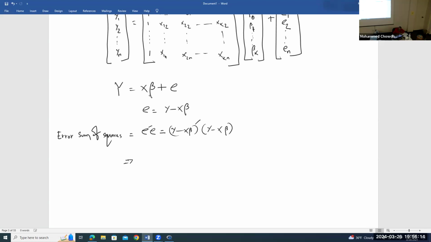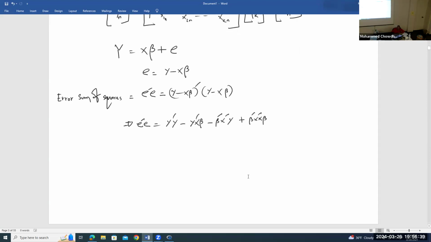Now the error sum of squares could be written as y prime y, minus y prime x beta, minus beta prime x prime y, plus beta prime x prime x beta. If I multiply these things, I get this. Now I differentiate these things with respect to beta. Now these two things are the same.